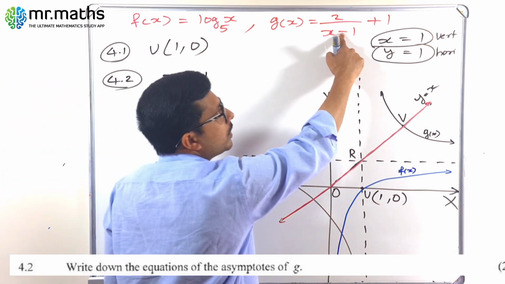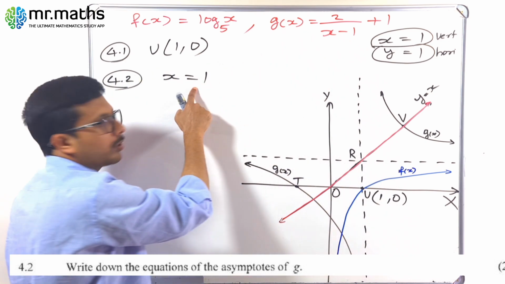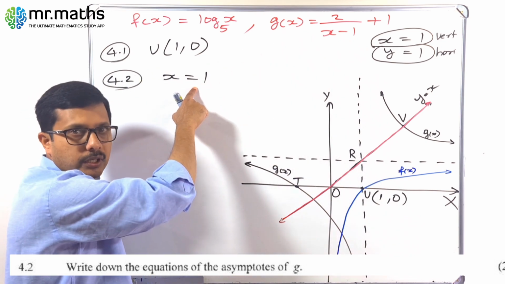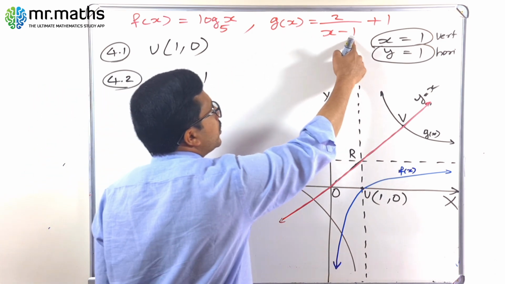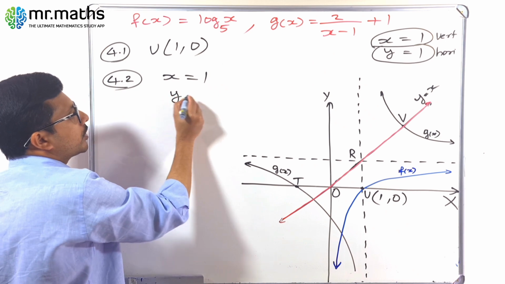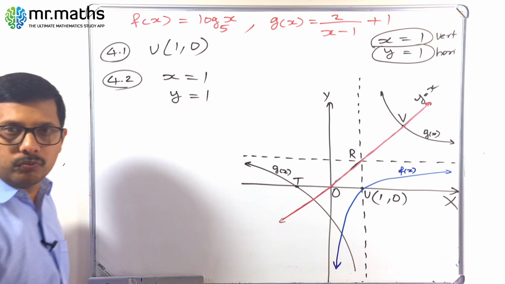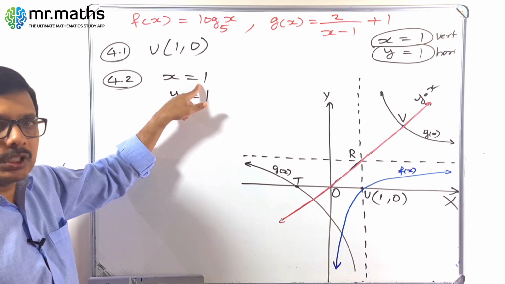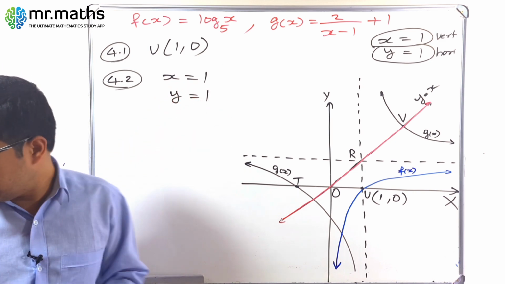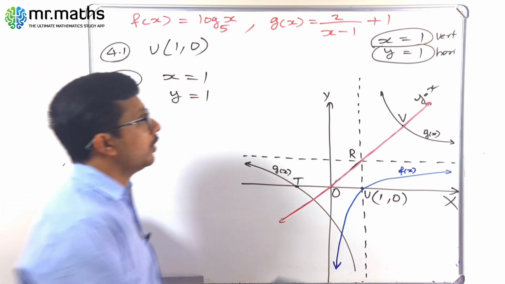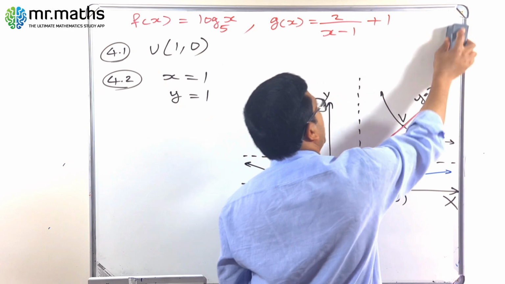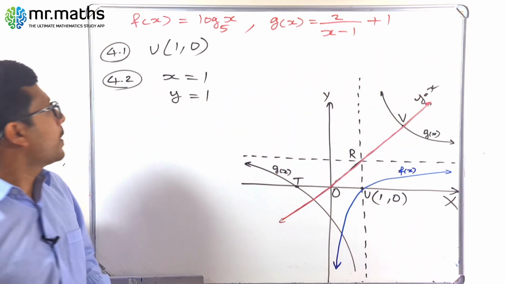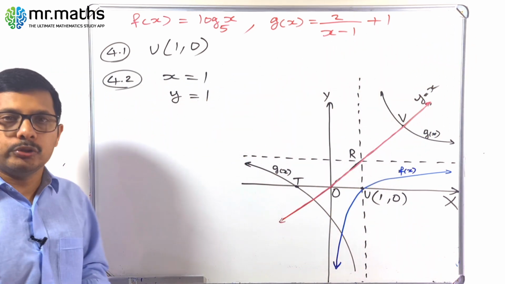In case here it is plus 1, then you are supposed to write minus 1. Okay, so x is equal to positive 1, and what is the second equation? Y is equal to 1. So there are two asymptotes, x is equal to positive 1 and y is equal to 1. We already wrote that one before in the 4.1 question. Okay, so that is question number 4.2.